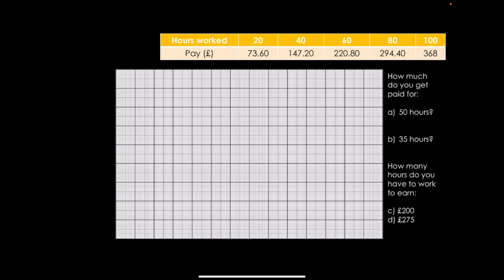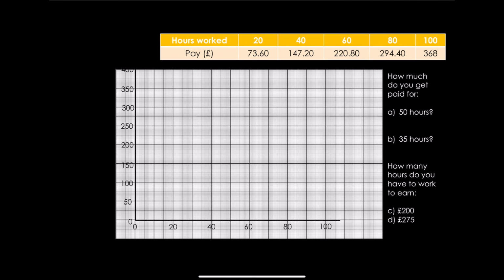Now, sometimes you might be asked to draw the graph. Okay, so why don't you pause the video and have a go at drawing this graph, and then press play and I'll show you how it works. Okay, so what happens here is we need to have the correct axes drawn. Okay, so I've drawn those just there, and along the bottom I've put the hours worked, and up the side we've got the pay.